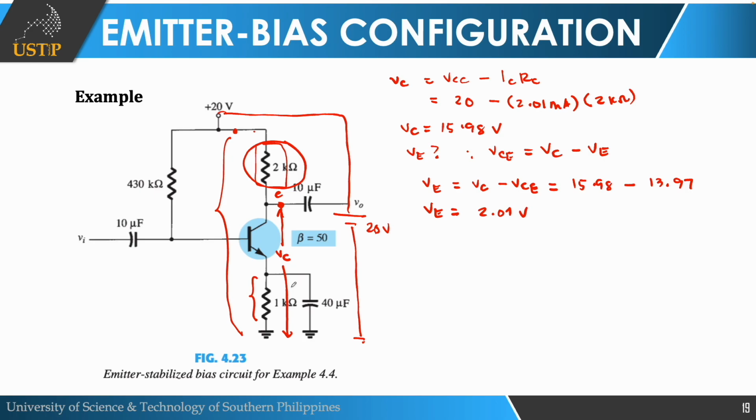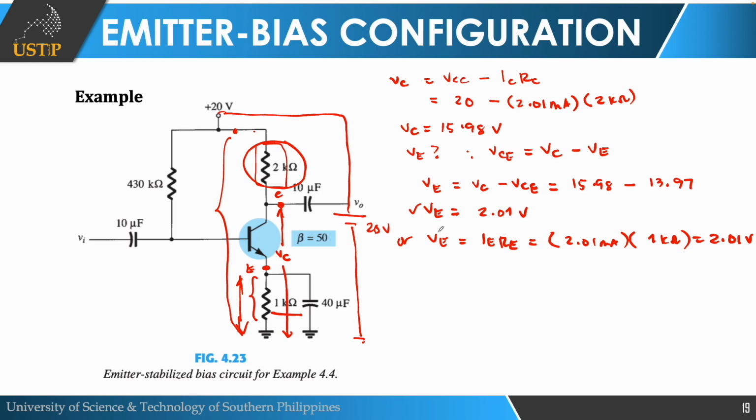Actually, we could also check VE if it is correct based on the value of the voltage drop across your RE. Why? Because VE is just simply your voltage from your emitter terminal up to the ground. That means that is simply your voltage across your RE or your 1K ohms. So if we check that, IE times RE, that is just equivalent to 2.01 milliamperes times 1 kilo ohm. That is just equal to 2.01 volts. So it's the same with this one.